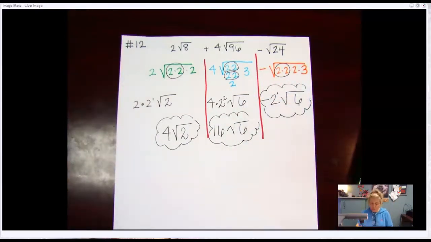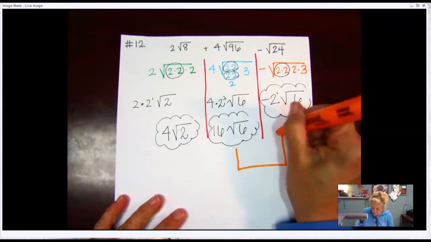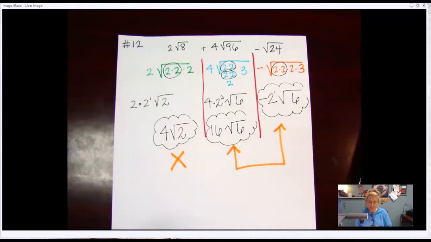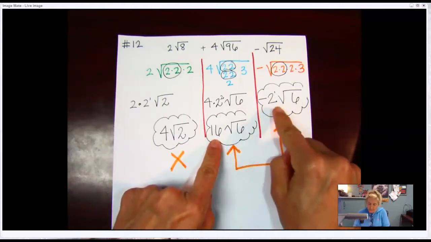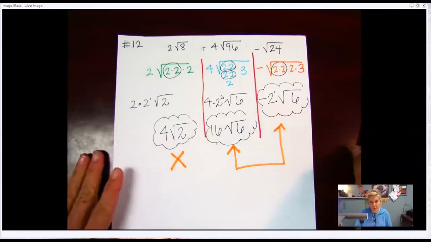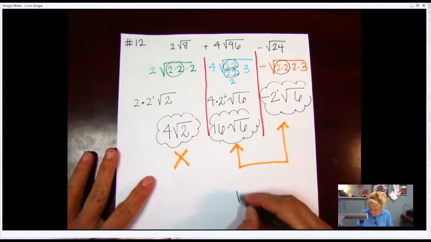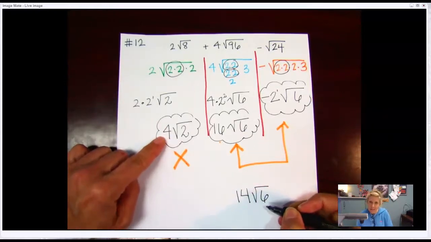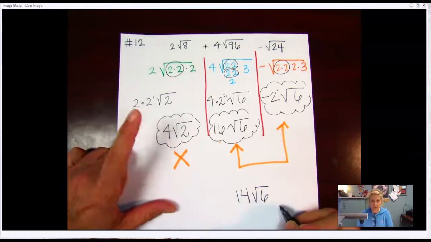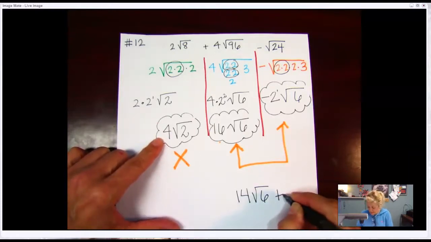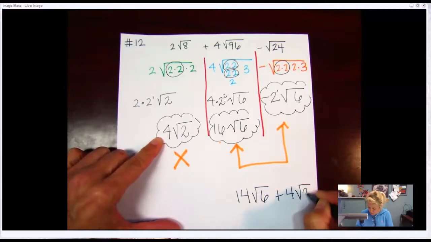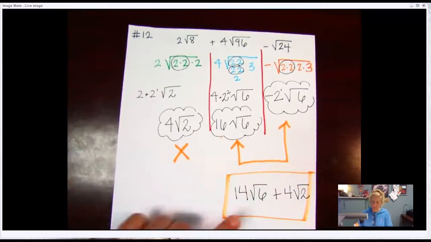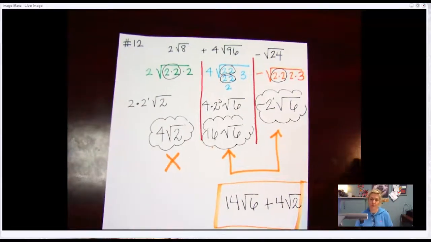So the only 2 things I can combine are these 2 guys right here. I cannot combine that. That's going to be in my final answer. So 16 positives and 2 negatives are going to simplify to 14 positives and write your square root of 6. Since I could not combine anything to this, this just gets tagged on at the end. That 4 is positive, so I'm just going to draw a plus sign. So it is 4 square roots of 6 plus 4 square roots of 2. I'm sorry, 14 square roots of 6 plus 4 square roots of 2.